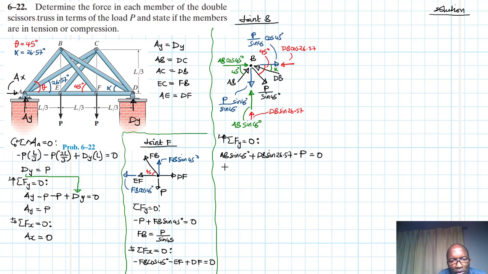Alright, so if I was to make AB subject of the formula, AB will be equal to minus sine 26.57 divided by sine 45, which gives us minus 0.6326 dB, and then plus P divided by sine 45.